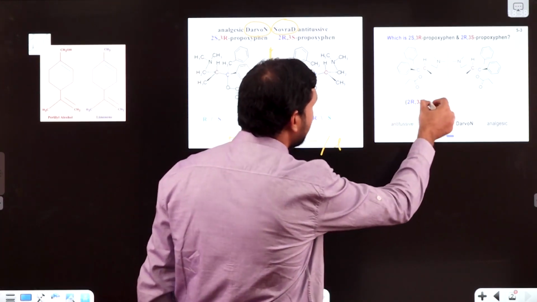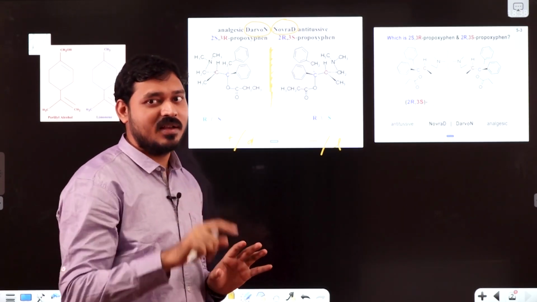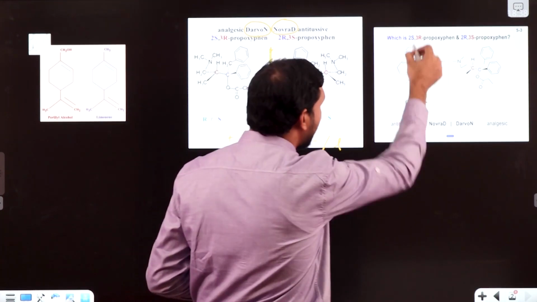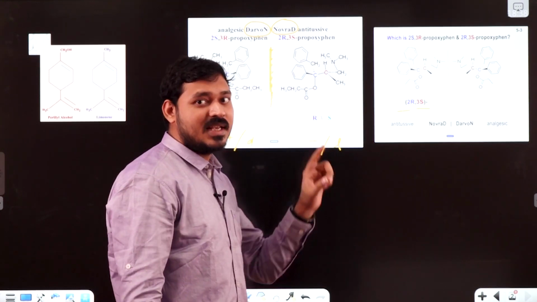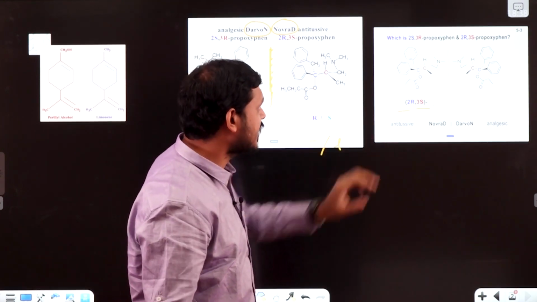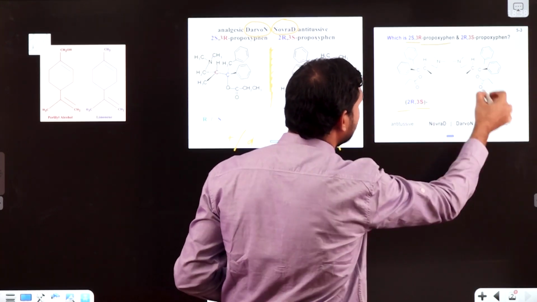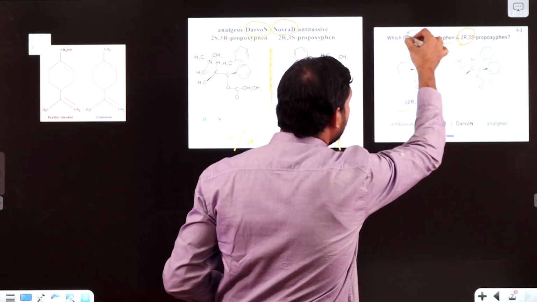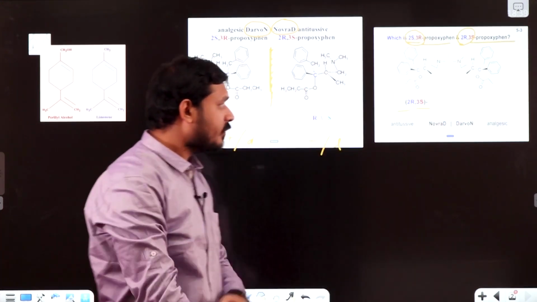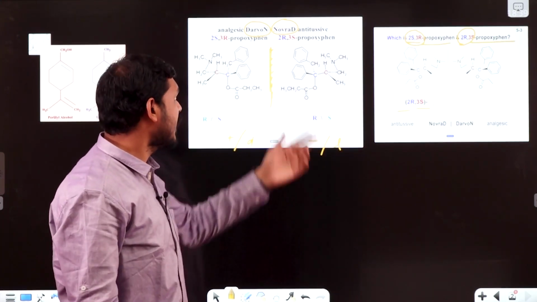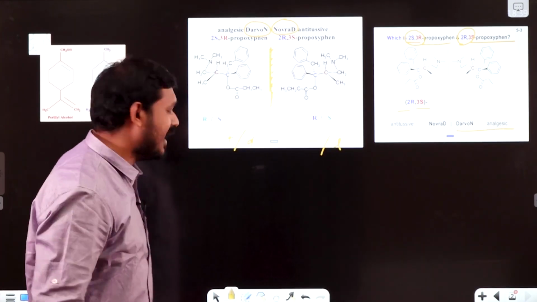I have simply mentioned the names here, just like we used EZ in geometrical isomerism. Here we will be using the terms RS configurations. R and S. In geometrical isomerism, we used EZ configuration. Here we will be using RS configuration. You can see this compound is 2S3R propoxyphene, and this is 2R3S. Just due to this change in configuration, the activity and the application of the two compounds is different. Novrad is antitussive, while Darvon is analgesic or painkiller.